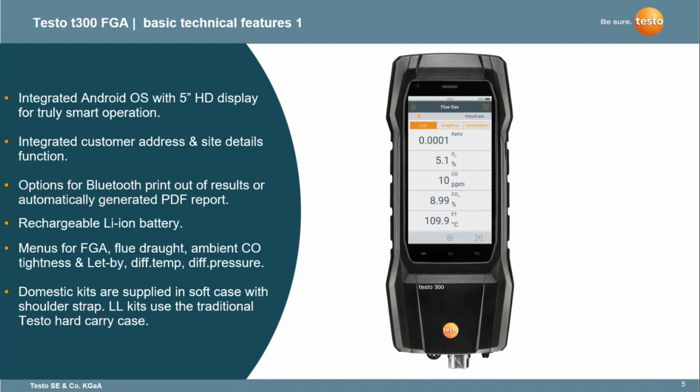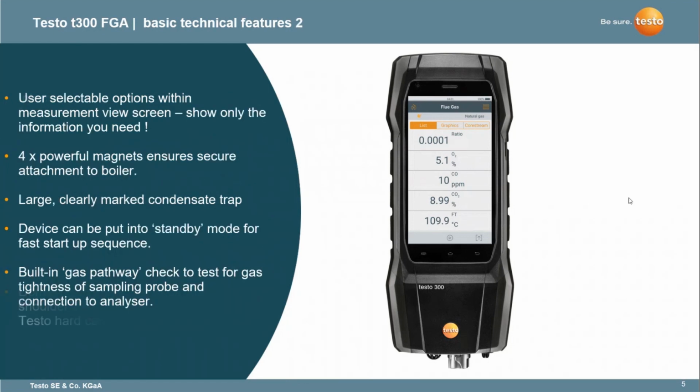Inside the instrument, you've got all your typical menus. So you've got your combustion readings, flue draft if you're doing solid fuel or flue testing. You've got your ambient CO for spillage around the casing. Tightness and let by, differential temperature, differential pressure. There's a gas tightness rating. You've got all the typical tests that you're going to need to be doing on a service actually in the device. All the kits currently are supplied in a soft case with a shoulder strap. That's domestic kits. All the LL, the commercial kits, still use the traditional Testo hard carry case to protect the instrument.